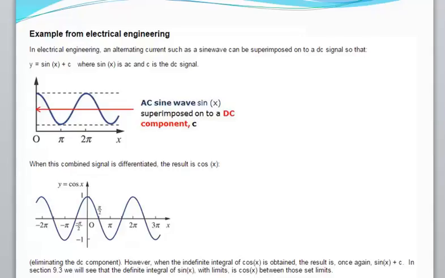If we look at an example from electrical engineering, an alternating current such as a sine wave can be superimposed onto a DC signal. So we've got y equal to sine of x plus c, where sine x is AC and c is the DC. This is our constant. When it's differentiated, our result is cosine of x, and this eliminates the DC component because it's constant. However, when the indefinite integral of cosine of x is obtained, the result is once again sine x plus c. We'll look at this later on in 9.3.